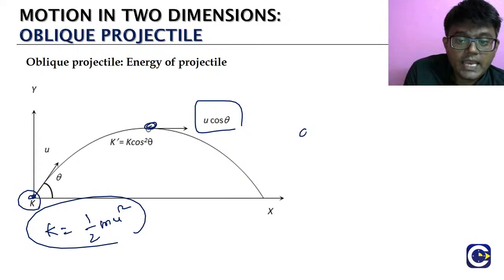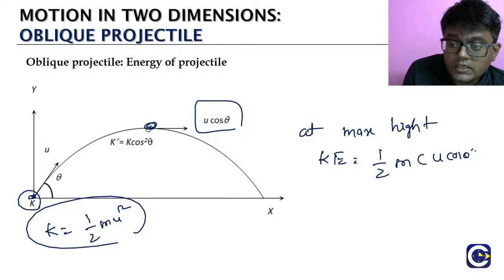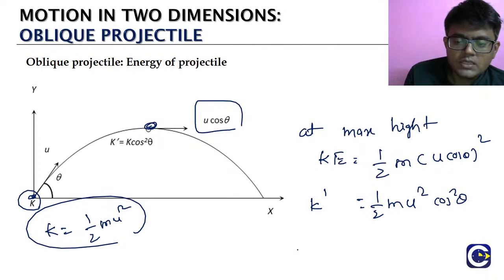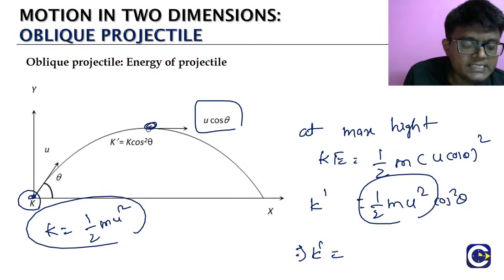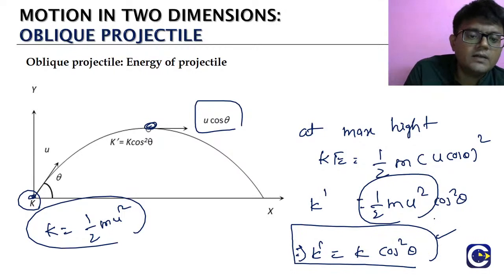So at maximum height, the kinetic energy will be equal to what? Half into m into, the velocity will be just u cos theta only. So look at it, half into m into u square cos square theta. இதை நாம K dash என்று சொல்லலாம். So look at this, K dash will be equal to what? Half m u square is initial kinetic energy, which is K into cos square theta. This is another standard formula.